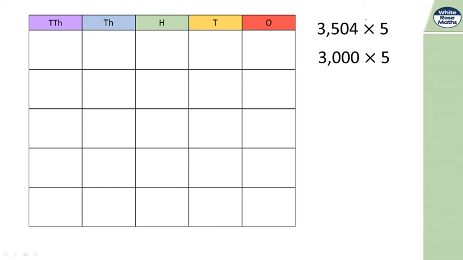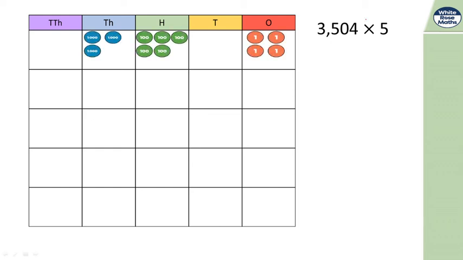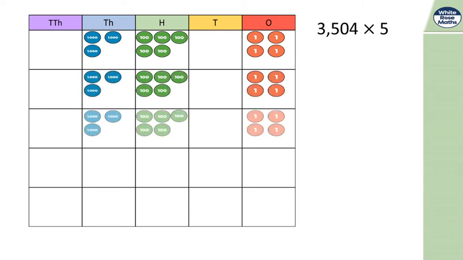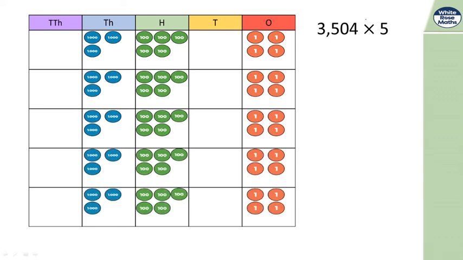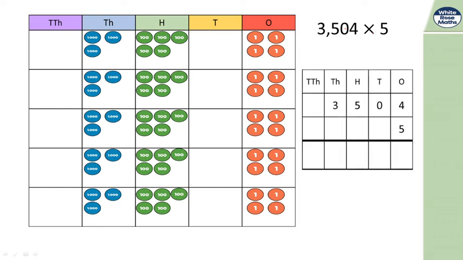So we're going to solve 3,505 times 5. Let's just represent that with place value columns first. So we've got our 3,505 in there. Once again, we've got 0 tens, so we don't need to put anything in there. And then we're going to represent it with our short multiplication.